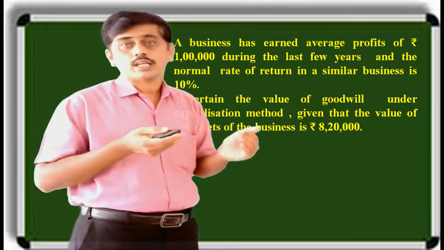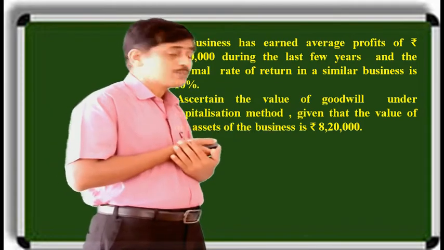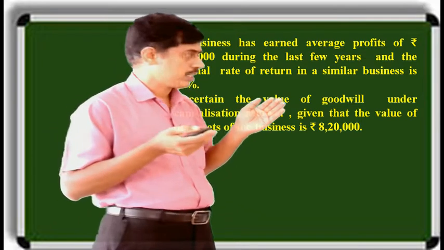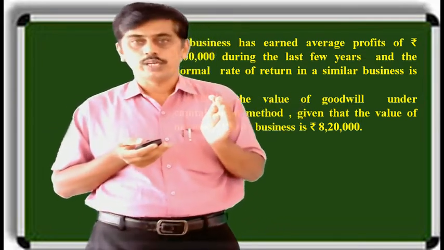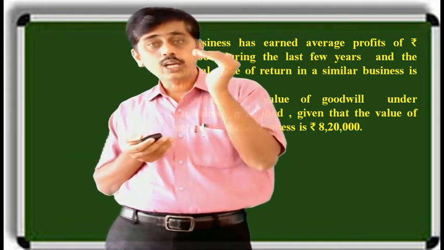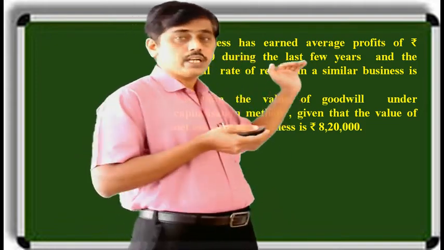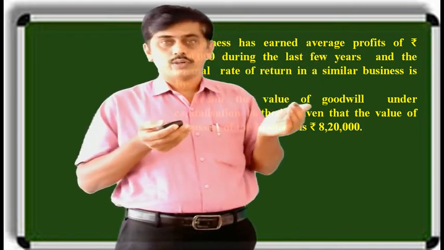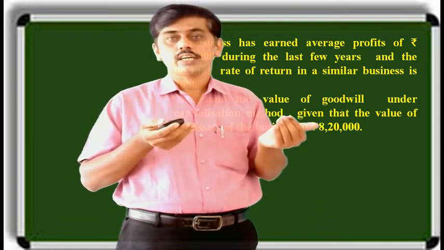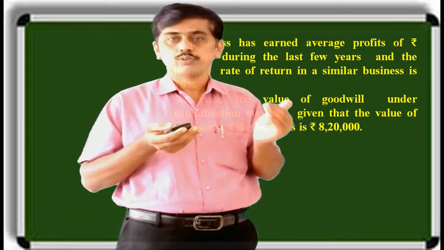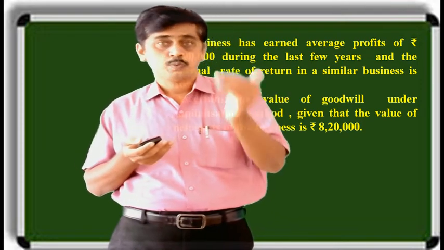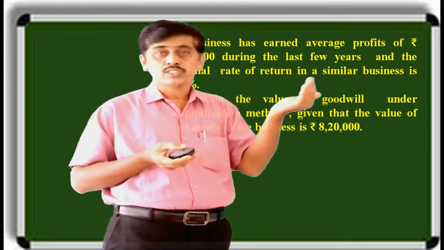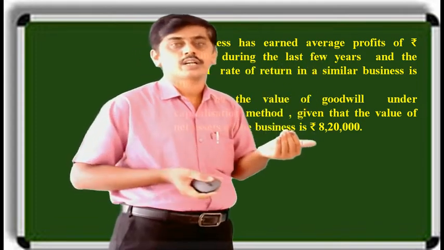And you are asked to ascertain the value of goodwill under which method? Capitalization method. Given that the value of net assets of the business is 8,20,000. Net assets how much? Rupees 8,20,000. They have given that net assets of the business is rupees 8,20,000, the average profit is 1 lakh, and the normal rate of return is 10%. We are asked to calculate the value of goodwill under capitalization method.